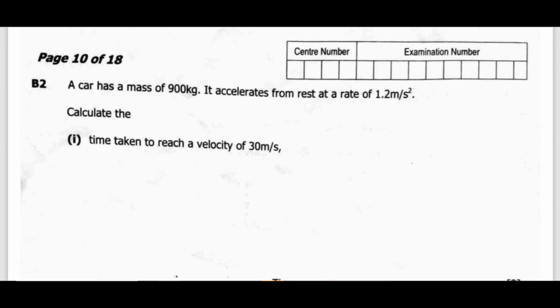So here we want to find the time. What we have to understand is that we have the mass of the car, and we've been given the acceleration. So we want to find what? The time. Now, how do we find it? We would say acceleration is equal to final velocity minus initial velocity, over the time.